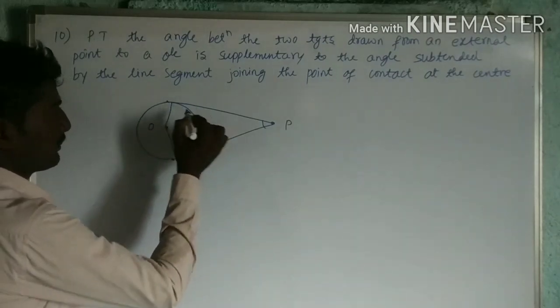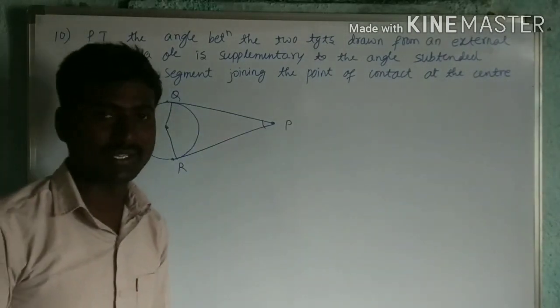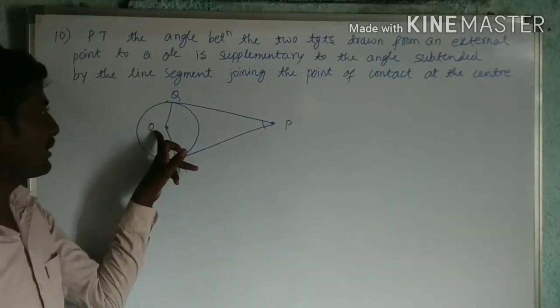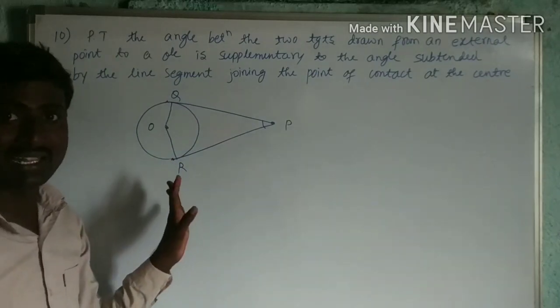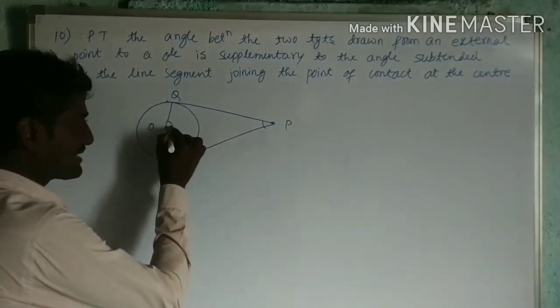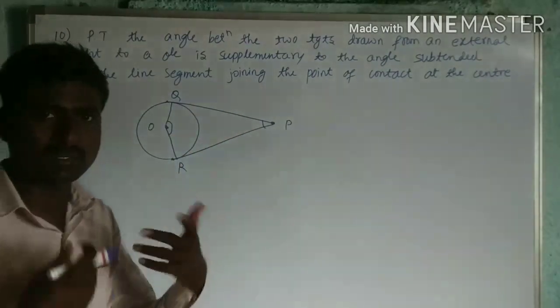So these are P, Q, this I'll take R. Q and R are the points of contact. We can join these two from the center. OQ and OR are the line segments. So what we have to prove? These two angles are supplementary. I have to prove that. So these two angles are supplementary is nothing but what?